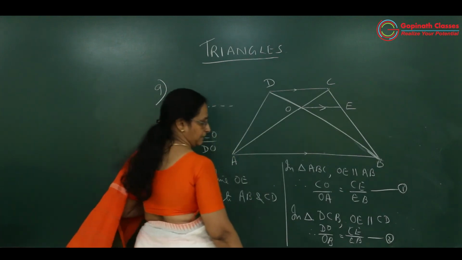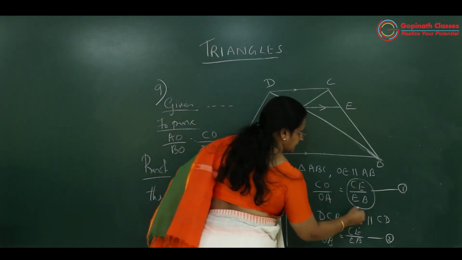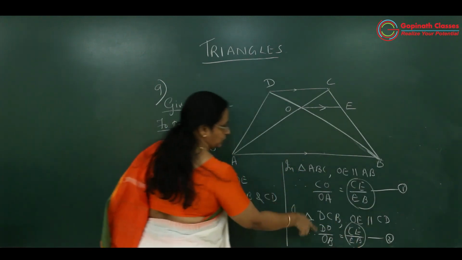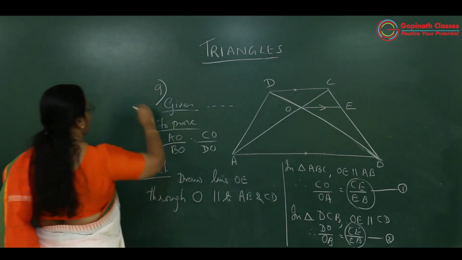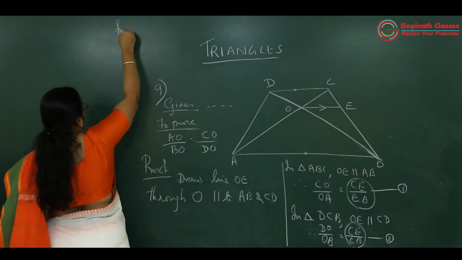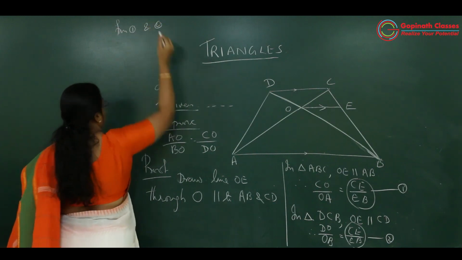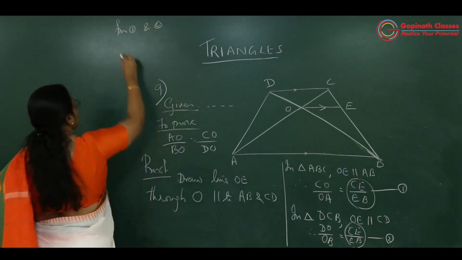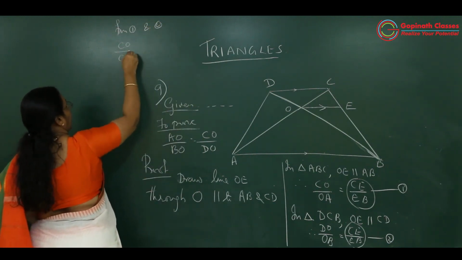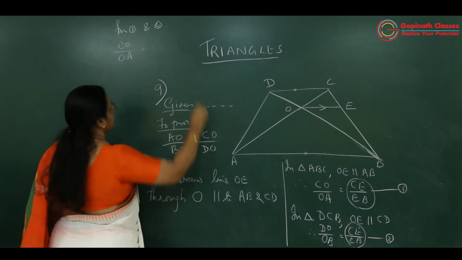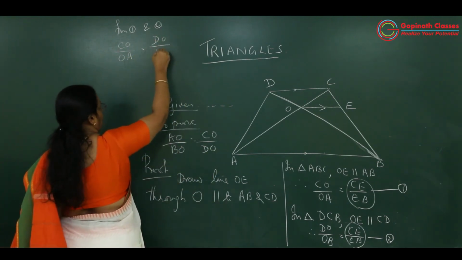Look at the statement number 1 and 2. ये common है, CE by EB, CE by EB. तो ये दोनों equal होगा. So we can write from 1 and 2. What we can write? CO upon OA is equal to DO upon OB.